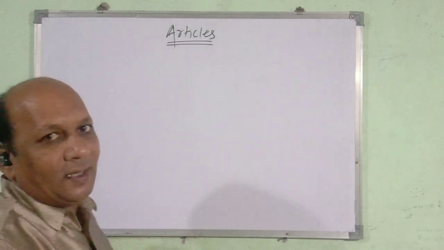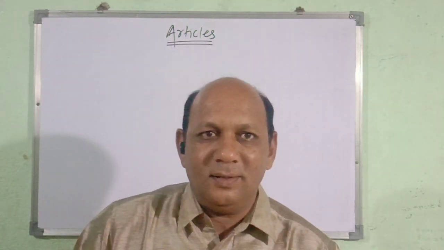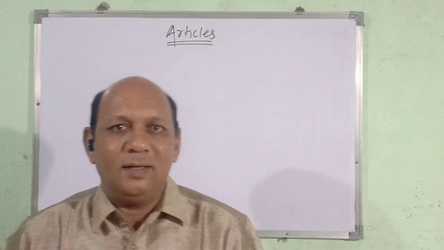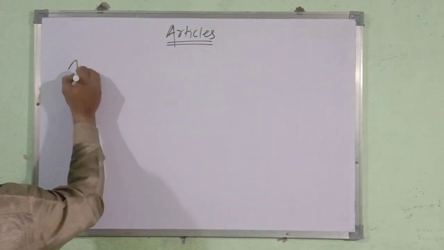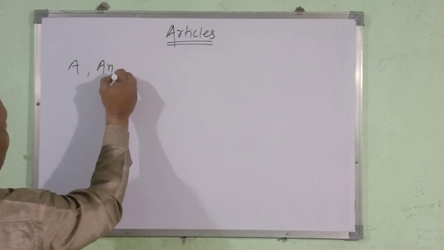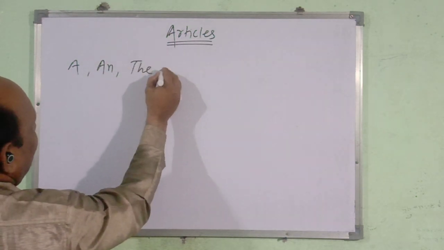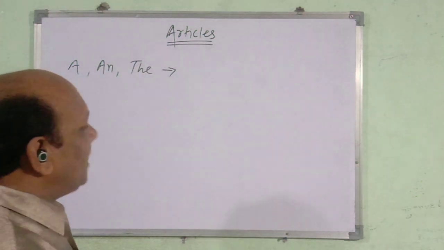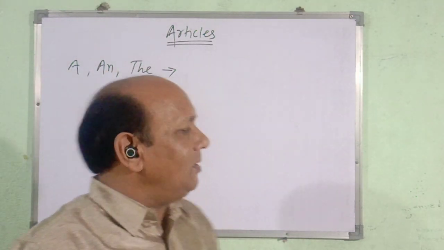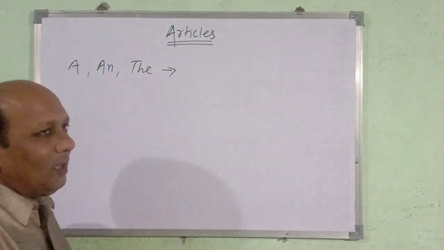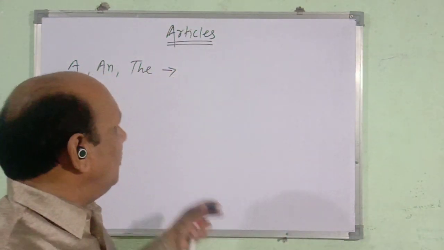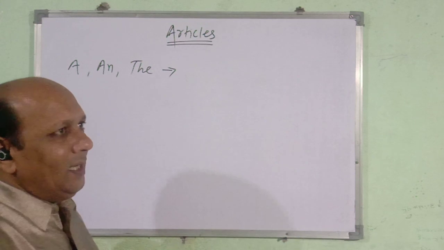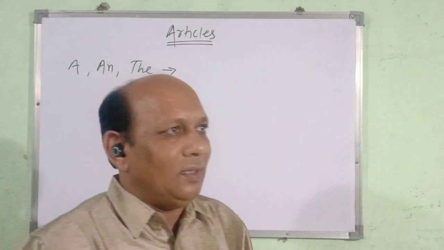So mainly there are three types of article: a, an, and the. So what is the use of the article in English grammar? We will see, and how to use articles in English grammar, we also have to learn.